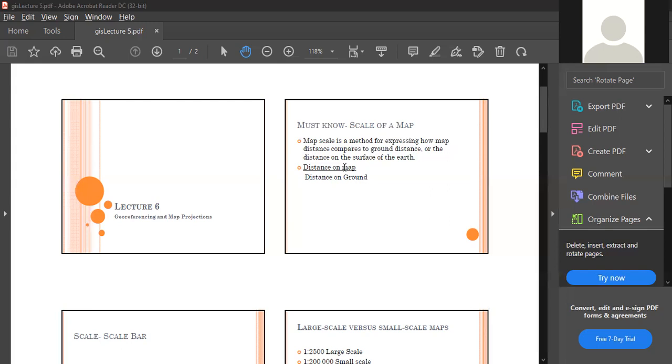You can also have a verbal scale. I think verbal scale is the one that you use for someone who is not really a scientist, like every 1 inch represents 1 mile, something like that. This is imperial. This one is metric: 1 centimeter represents 1 kilometer. This is metric representation.